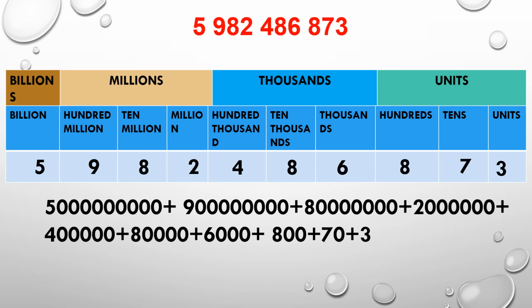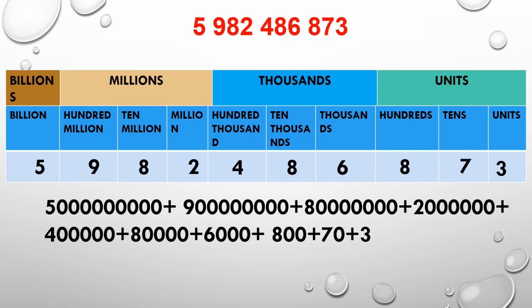It will be 80 millions, plus 2 millions, plus 400,000, plus 80,000, plus 6,000, plus 800, plus 70, plus 3. So actually what we have done is that we have written this number in expanded form. And expanded form means writing the place value of every digit in a given number.